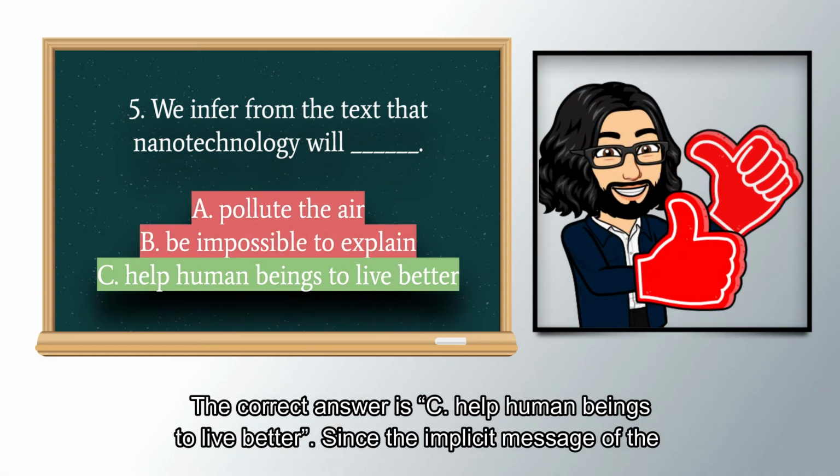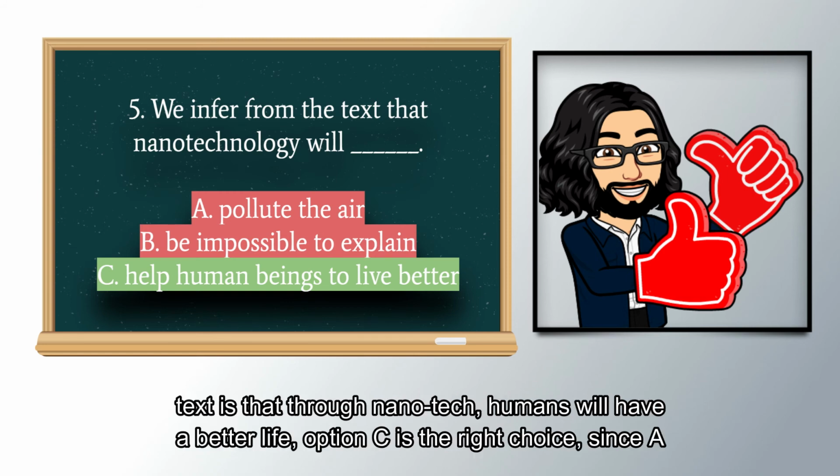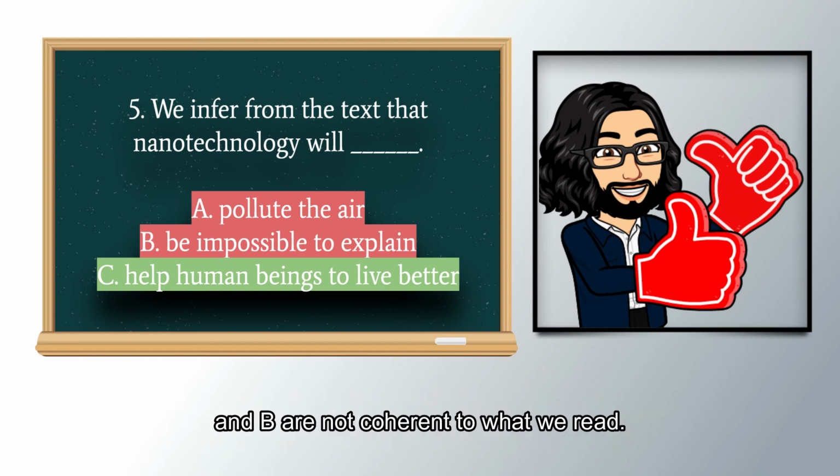The correct answer is C. Help human beings to live better. Since the implicit message of the text is that through nanotech, humans will have a better life, option C is the right choice, since A and B are not coherent to what we read.